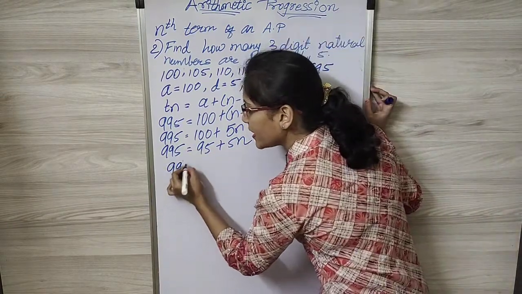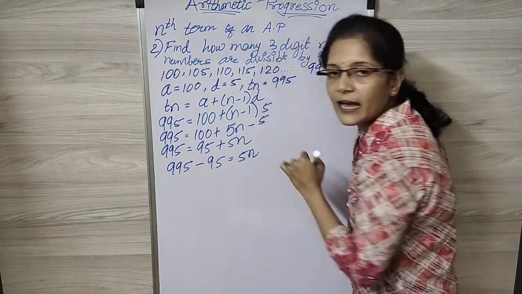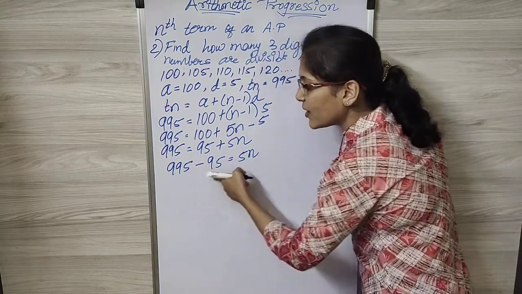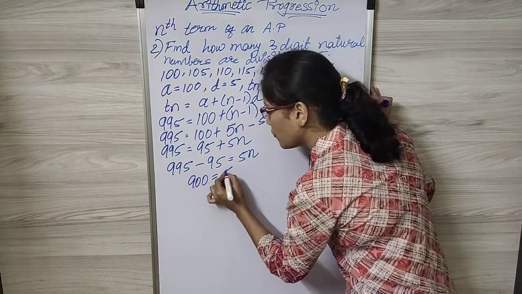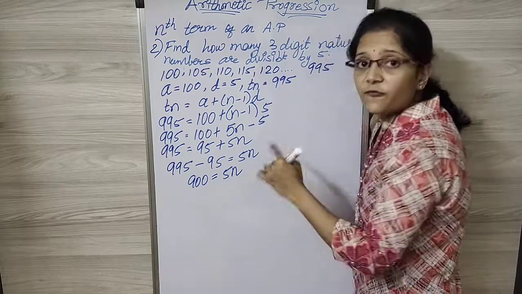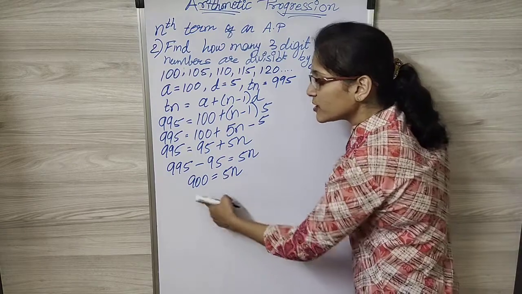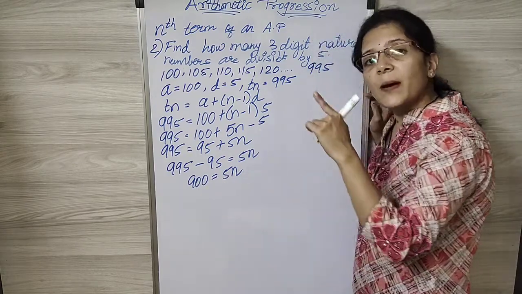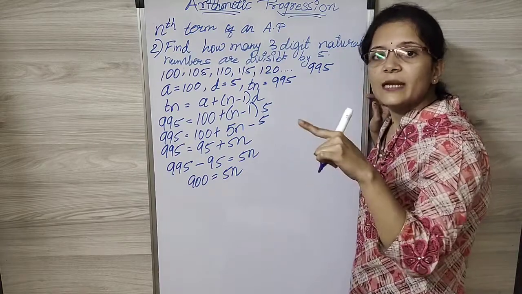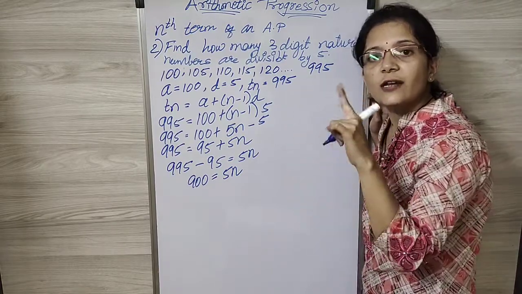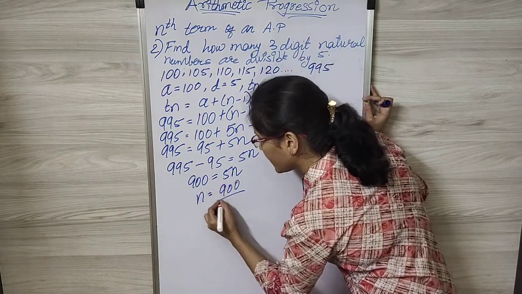So 995 minus 95 is equal to 5n, and now what is this 995 minus 95? That is 900 is equal to 5n. 5n means 5 into n. The relation between 5 and n is multiplication. When shifting to this side, it becomes division. If you remember, we have done this in the linear equation. When multiplication is shifted to the other side it becomes division, the relation keeps changing. So this becomes n is equal to 900 upon 5.